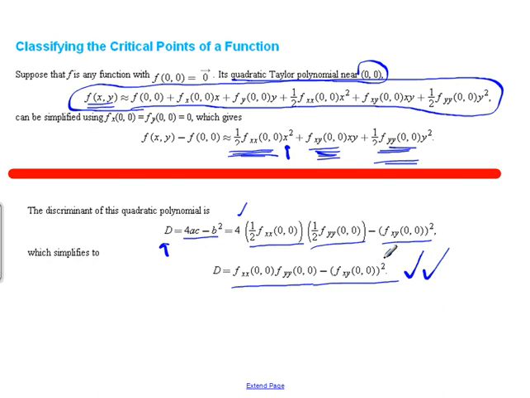What am I going to do with that discriminant? Well, I'm going to look to see whether it's positive or negative. If it's positive, we're going to have a local max or min. If it's negative, we're going to have a saddle point. And if it's 0, we're going to have a parabolic cylinder.